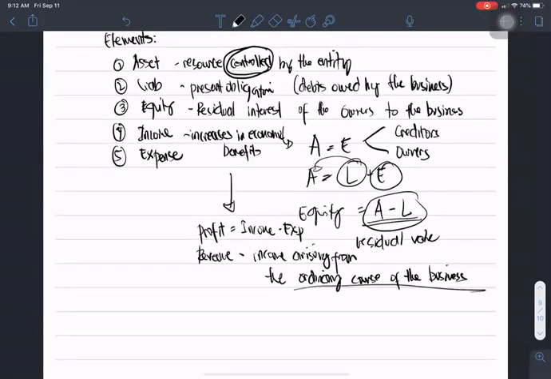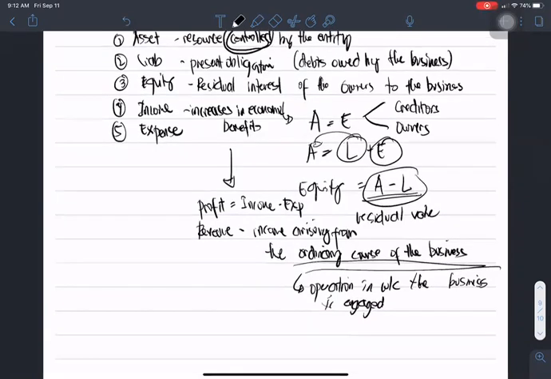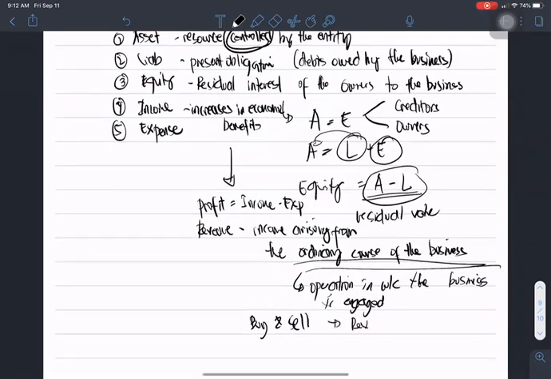Sir, what do we mean by ordinary course of the business? This is the normal operation in which the business is engaged. So for example, if you are in the business of buying and selling, your revenue comes from selling. So if you have the normal operation of buying and selling, therefore your revenue comes from selling.